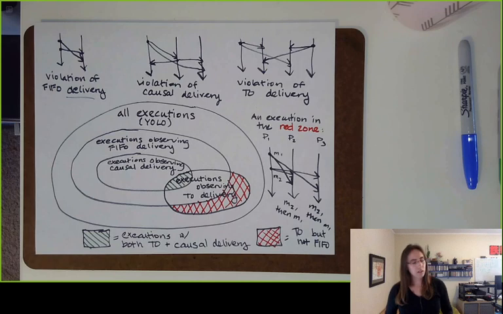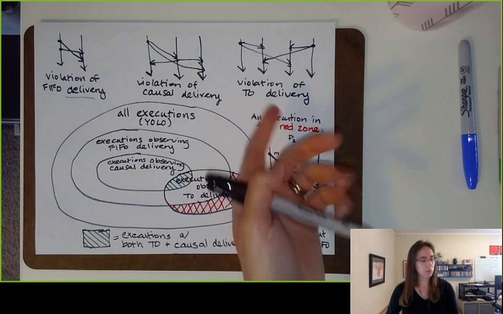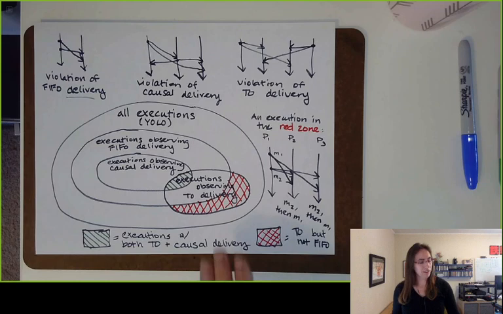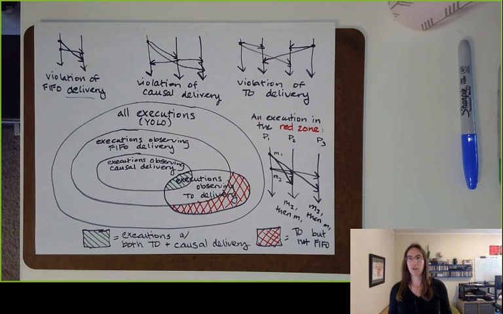And when we look at totally ordered delivery, one thing that we're going to be thinking about is, do we also guarantee causal delivery with our algorithms for ensuring totally ordered delivery? That'll come later in the course. Because that's not necessarily something that you get for free when you implement totally ordered delivery. That's something that you would have to give extra thought to.